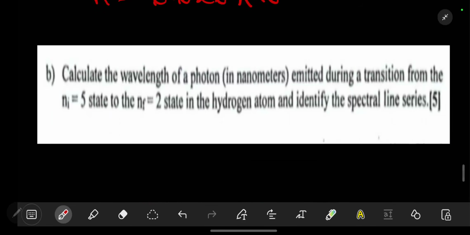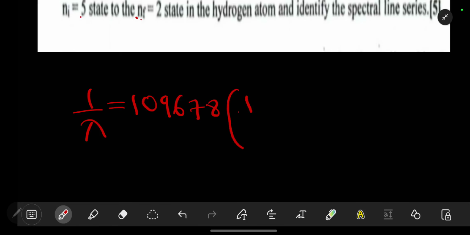So we have been given: calculate the wavelength of a photon in nanometers emitted during a transition from n initial equal to 5 to n final equal to 2 state in the hydrogen atom, and identify the spectral line series. So we are going to use, let's use this one first. So we have 1 over lambda is equal to 109,678, then we have 1 over n1 initial squared minus 1 over n2 squared.